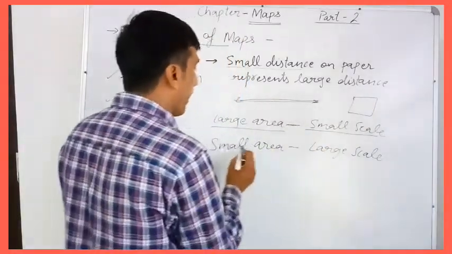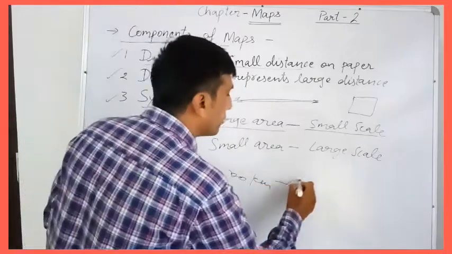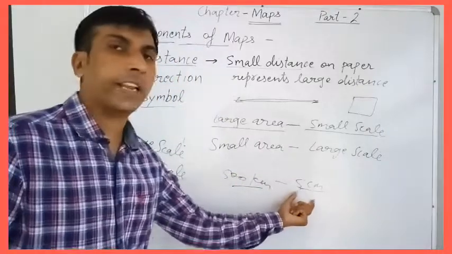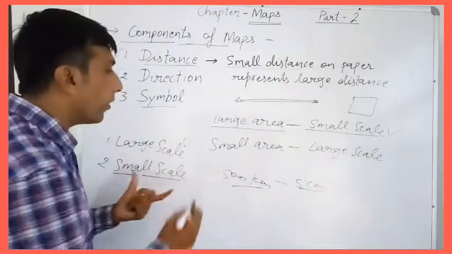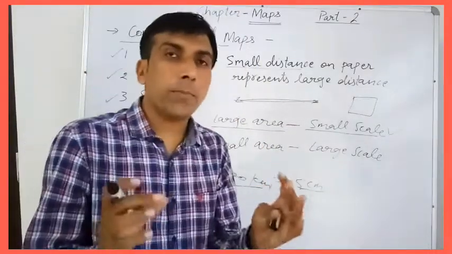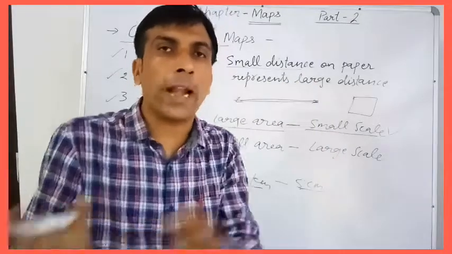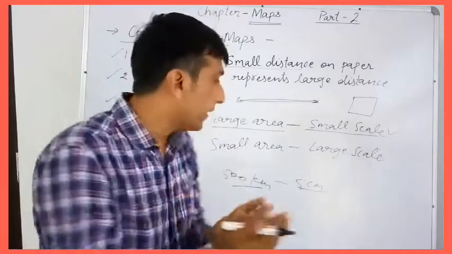For example, for 500 kilometers you will use 5 centimeters on a map. So this is a small scale map. And if you are making a map of your own town or your own village, where the distance between your home and school is 500 meters, then 500 meters can be shown.